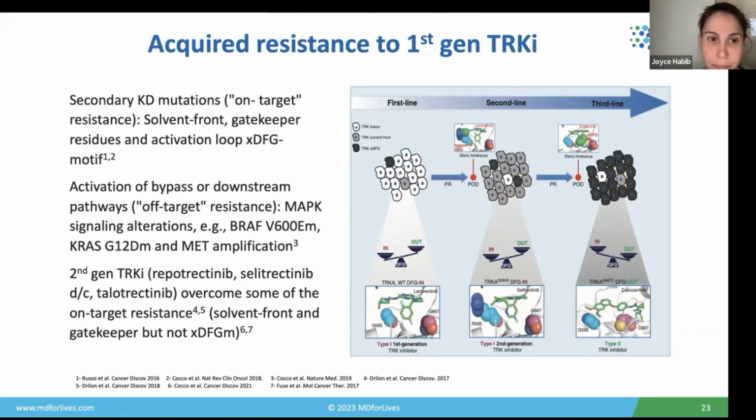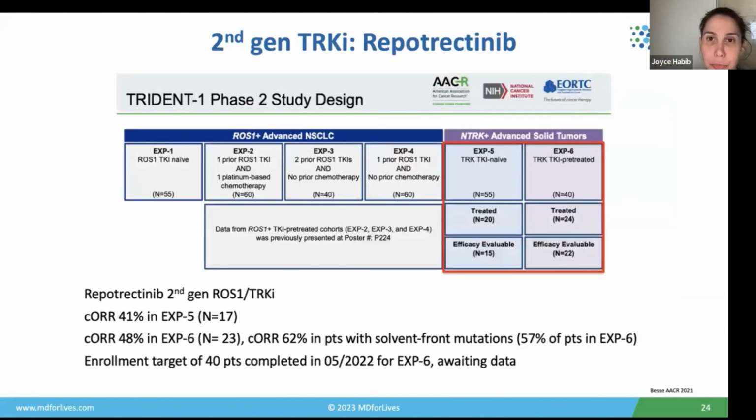They don't overcome the activation bypass signaling, but they do overcome some of the kinase domain mutations. So the on-target resistance, particularly solvent front and gatekeeper mutations, but they cannot overcome the mutations in the activation loop motifs that would require a type 2 TRK inhibitor, which would be active even in the DFG-out inactive state of the kinase.